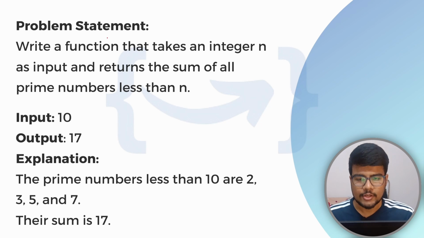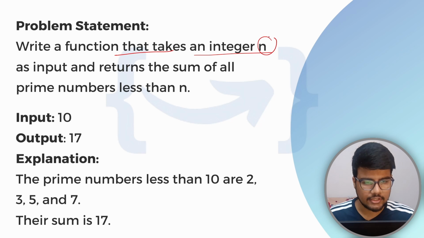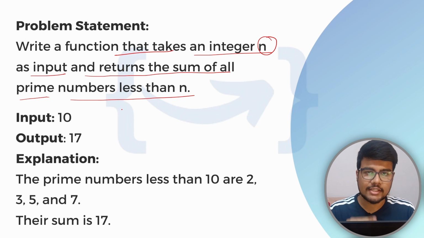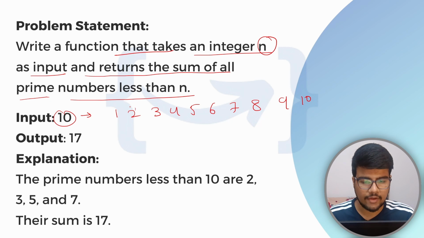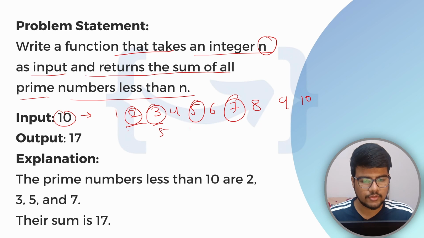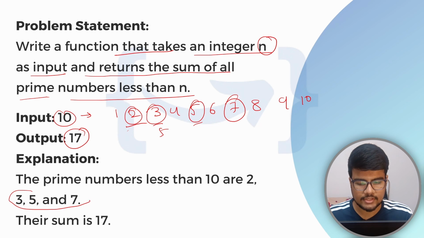Now, write a function that takes an integer n as an input and returns the sum of all prime numbers less than n. So let's say 10. In 10 we have 1 2 3 4 5 6 7 8 9 10, and how many prime numbers do we have? 2, 3, 5 and 7 are the prime numbers. So in total, 2 plus 3 is 5, then 10, plus 7 is 17 as an output. As we can see, the same case is written here.